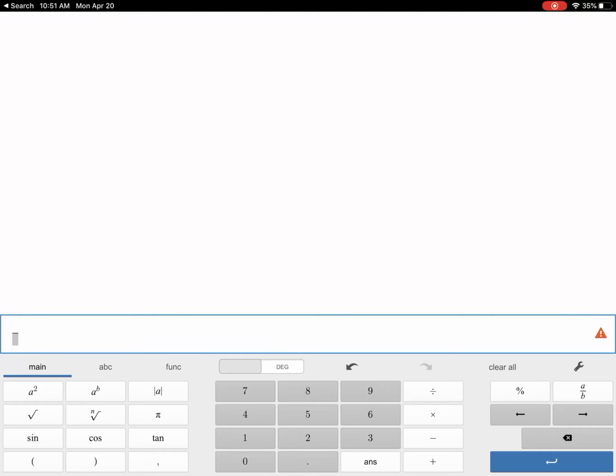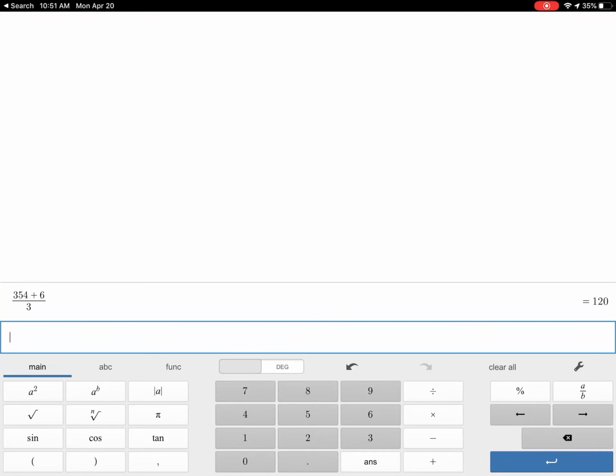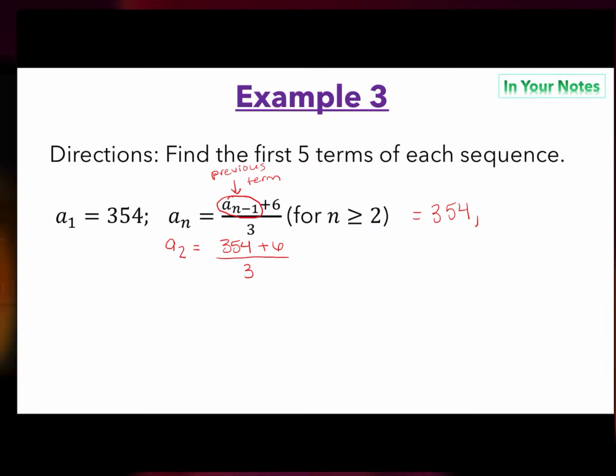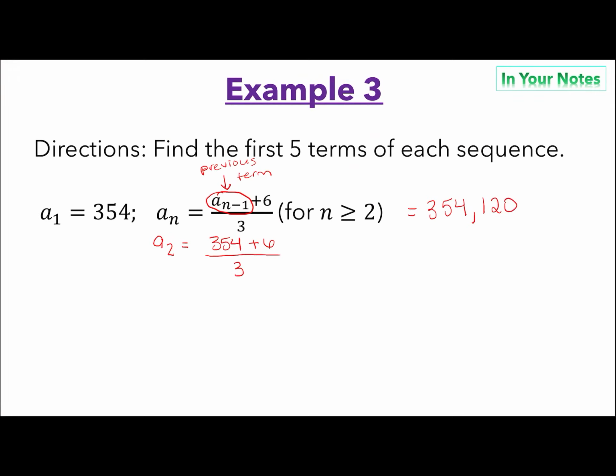You can type in fractions and it puts it in fraction form. So we can just type in exactly what we wrote down. It was 354 plus 6, and I'm going to press the bottom, the denominator, and divide it by 3. Hit enter, and it gives us 120. So that means my next term is 120.